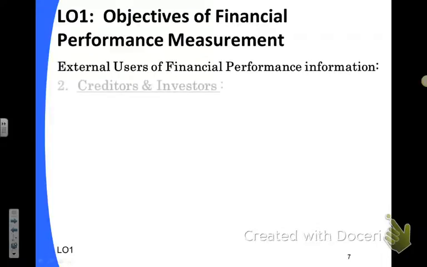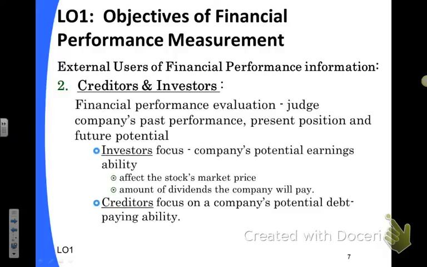Some of the external users of financial performance information, as we've learned going back all the way to Chapter 1, are creditors and investors. They're looking at the financial performance evaluation of the company to judge how the past performance of the company is and how it compares with the present position and future earnings potential of the corporation. The investors' focus is primarily on the potential earnings ability of the company and how that might affect the stock price of that company and any potential for dividends that the company might distribute.